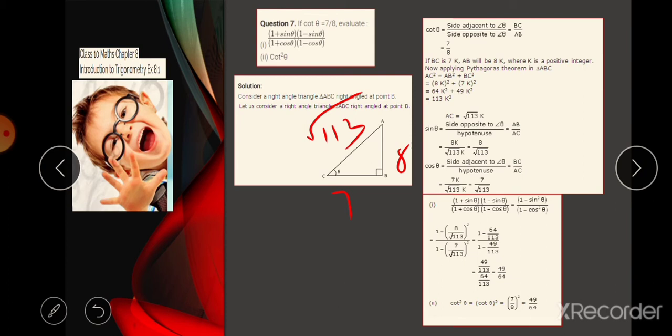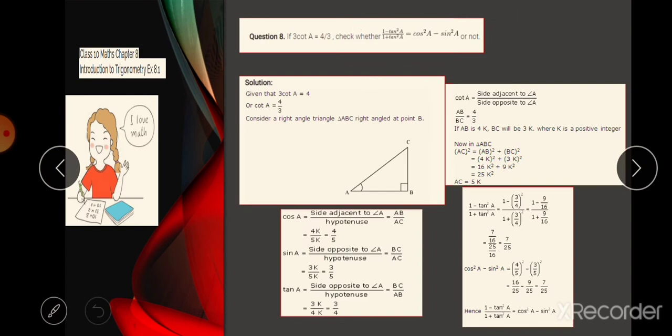Then substitute in the 1 plus sine theta, 1 minus sine theta, 1 plus cos theta, 1 minus cos square theta. Then 49 by 69. Then substitute the same way, cot square theta means 7 square by 8 square, 49 by 64. Then these both will be equal.